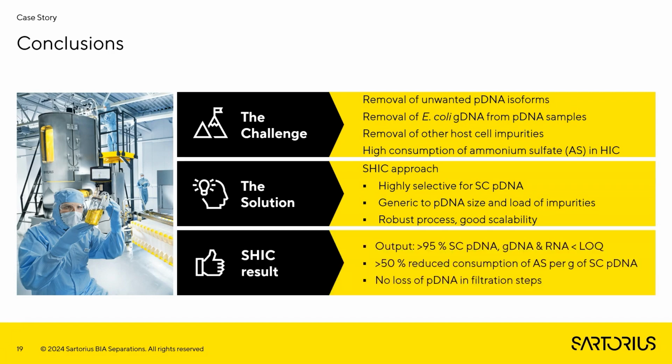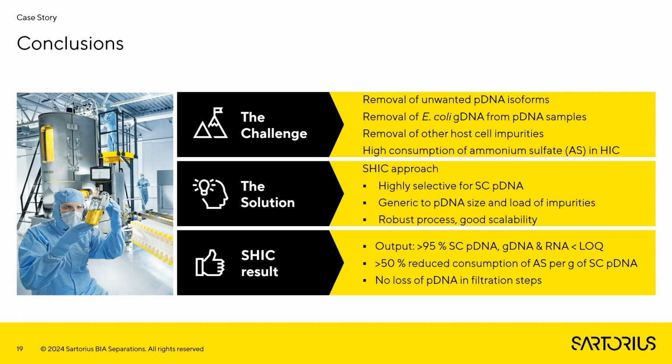By this approach, you also get HIC results, which are more than 95% of supercoiled plasmid, and at the same time, impurities are reduced below limit of quantification. We can reduce the consumption of ammonium sulfate per gram of supercoiled plasmid by more than 50%, and we also avoid loss of plasmid in filtration steps.